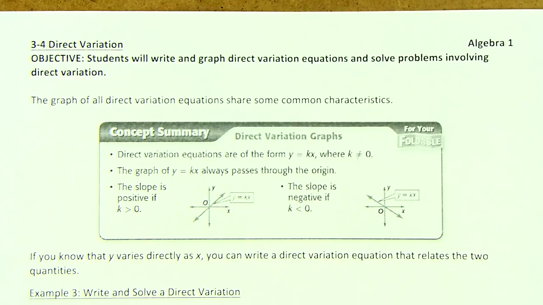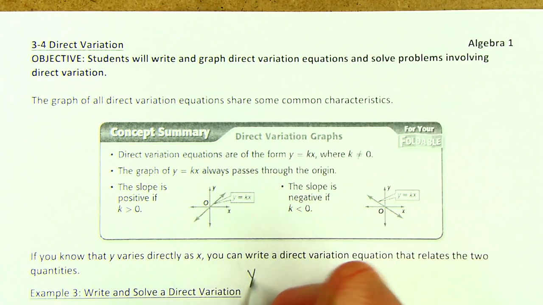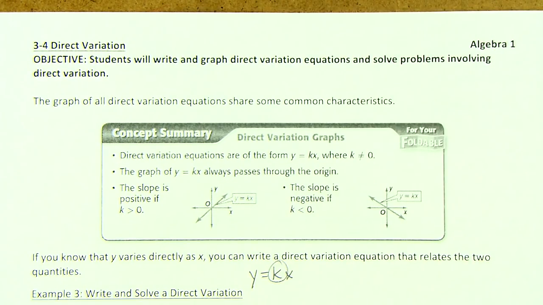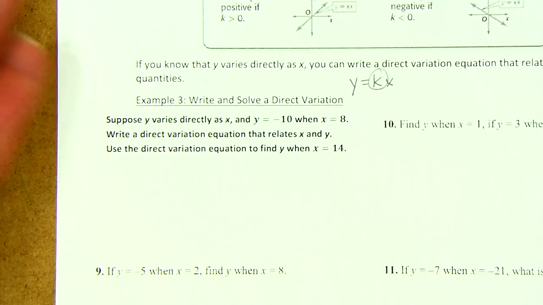Now the hardest part of direct variation is when they ask you to write an equation. You can do direct variation with a proportion because direct variation means it's proportional, but when they specifically ask you to write a direct variation equation, they're asking you to write an equation that looks like this, but with an actual number in there. Okay, so here's what it's going to look like. Let's look at example 3.